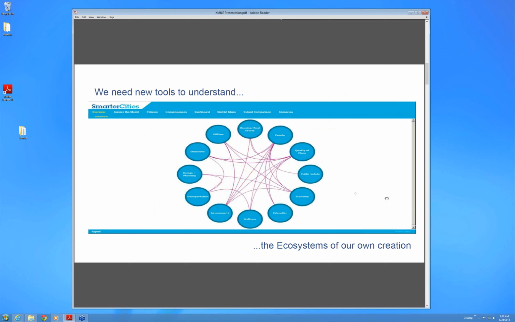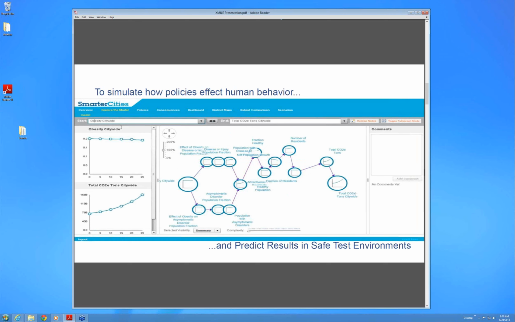This was a project that IBM ran for the city of Portland a few years ago, in which we designed a system dynamics simulation to help the city understand the impact of public policy in one domain and how it might affect many others that don't seem that obvious. We built a large simulation for the city, part of our Smarter Cities initiative, to simulate how policies will affect human behavior and give the city a safe test environment to predict those impacts, both the obvious ones and the non-obvious ones.